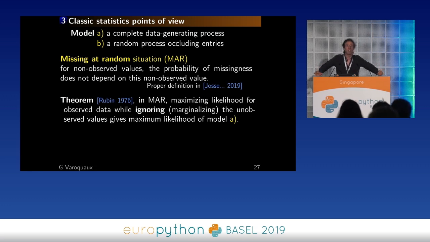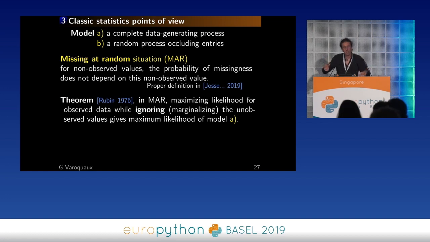The canonical model is that we have A, a generating process for the complete data, and B, a random process that occludes the entries. This is really the conceptual model on which the classic results stand. And then there's a really classic situation known as missing at random, MAR, that says, hand-waving, that for non-observed values, the probability of missingness does not depend on the non-observed value. This might seem a bit mind-blowing.